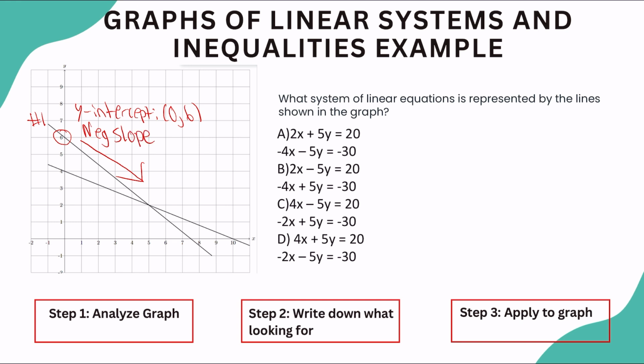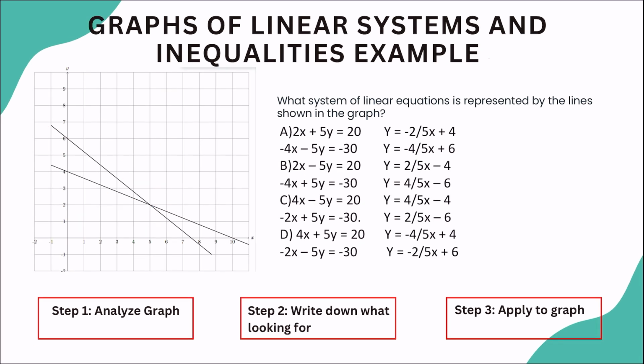Okay, perfect. Now let's move on to line number 2. For line number 2, I'm seeing that it crosses the y-axis at 0, 4, and so I'm saying y-intercept 0, 4. And then I'm also seeing that when the x values get bigger, the y values decrease, so a negative slope here as well.